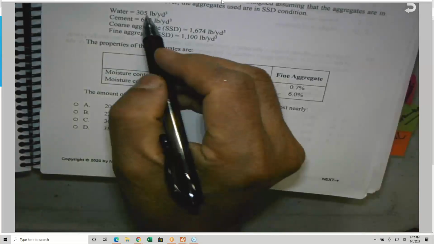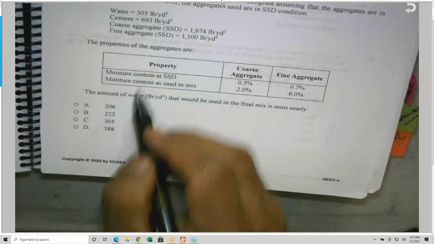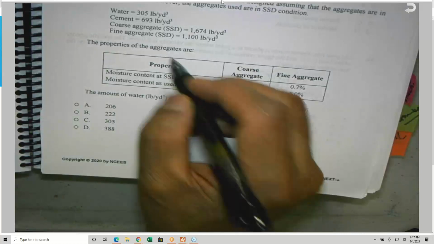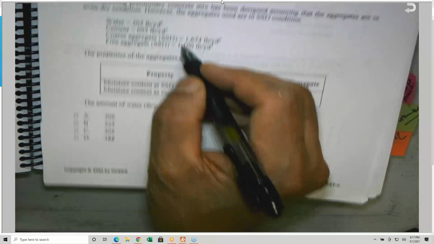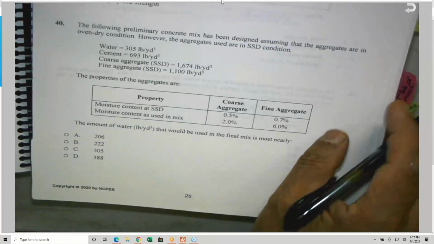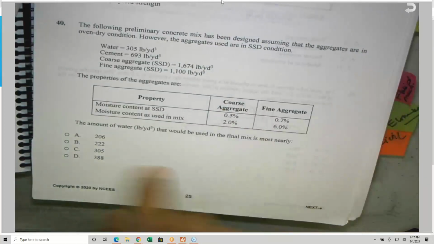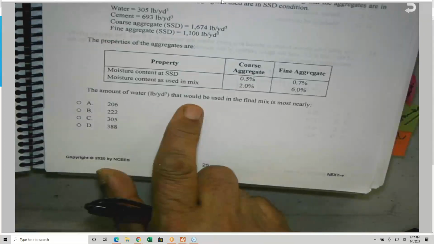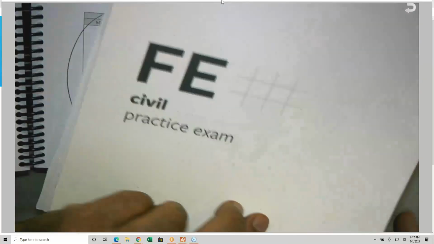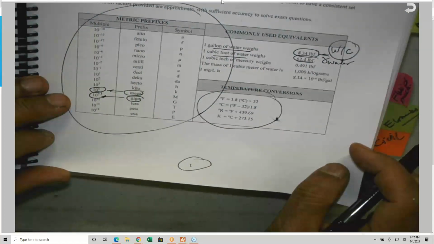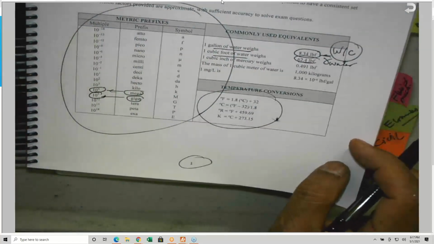The following is given: water, cement, coarse aggregate, and fine aggregate. It's the wording, and when I come to the SSD, by the way, that stands for saturated and surface dry condition. This is problem number 40 of the NCAAS SSD. So we are going to get the amount of water used. We need to see how many pounds of water per cubic yard, or the water-cement ratio. We'll talk about all these things, but the wording is a little bit not clear. I wish that it was written in a different way, and I will tell you what I think.